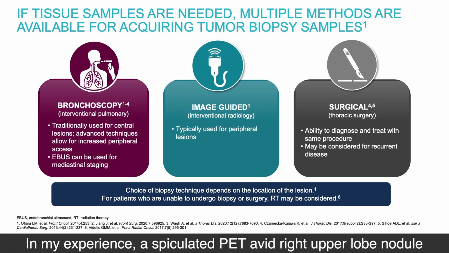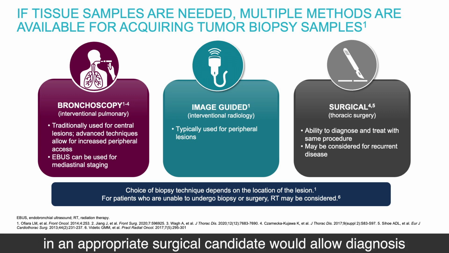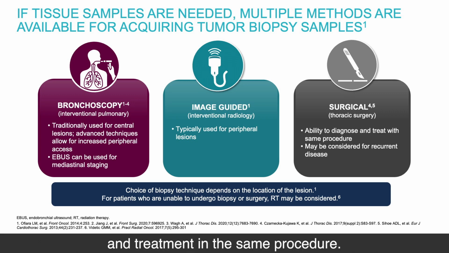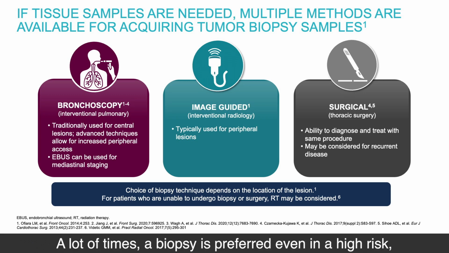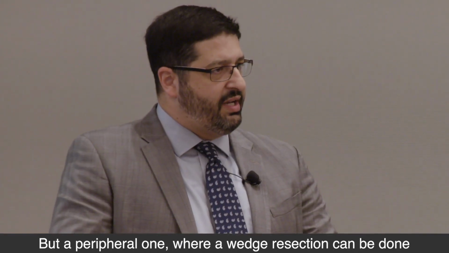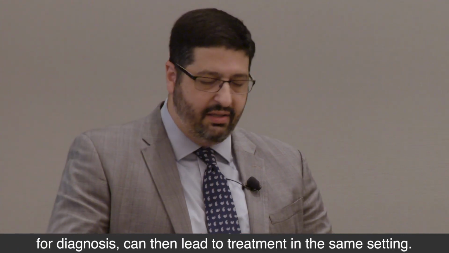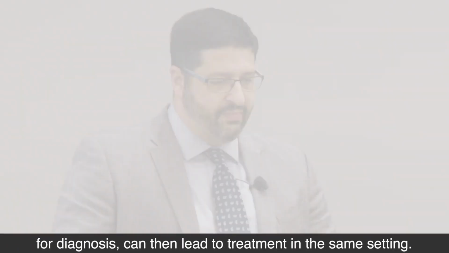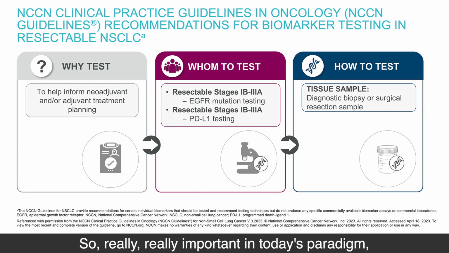In my experience, a spiculated PET-avid right upper lobe nodule in an appropriate surgical candidate would allow diagnosis and treatment in the same procedure. A lot of times a biopsy is preferred even in a high risk because you don't want to put the patient through a whole lobectomy if it ends up not being cancer. But a peripheral one where a wedge resection can be done for diagnosis can then lead to treatment in the same setting.